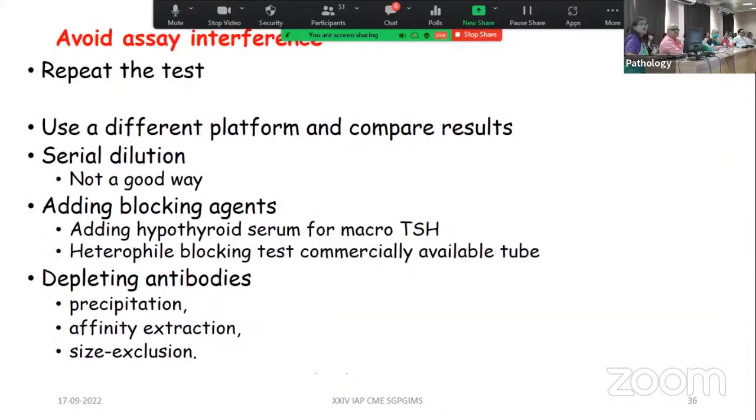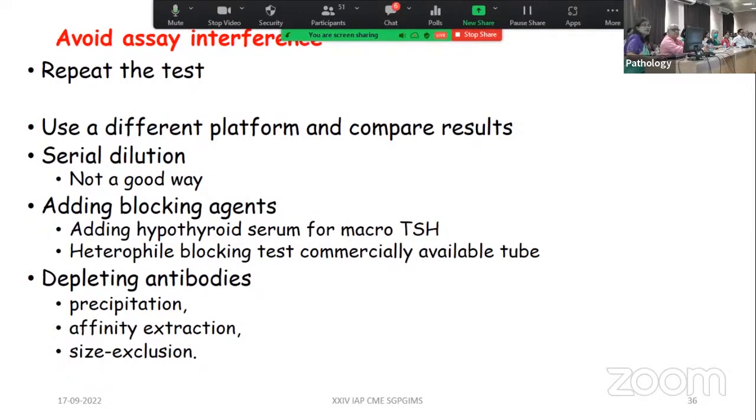So just a few words about how to avoid these assay interferences. One is to repeat a test, take a detailed history and try to interpret it with the clinical condition. If after all this you strongly suspect interference, use a different platform and then compare the results. If they are the same, then you have to use other methods. And if the results are discrepant, your suspicion is correct that there is interference because of certain analytes which are present.